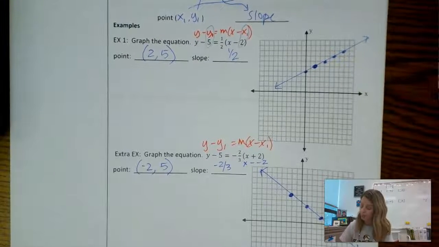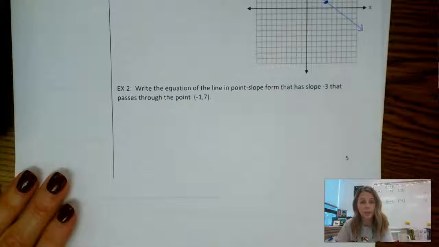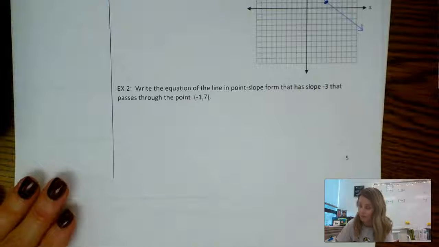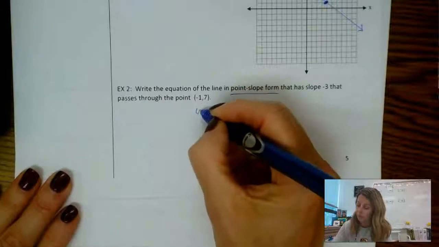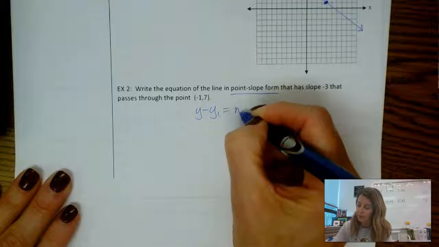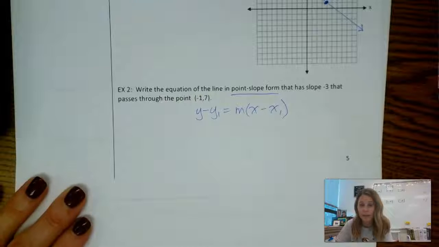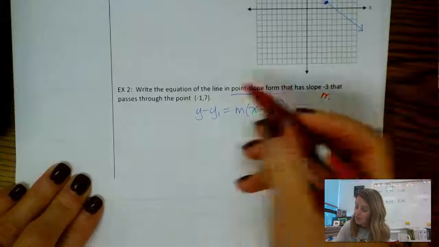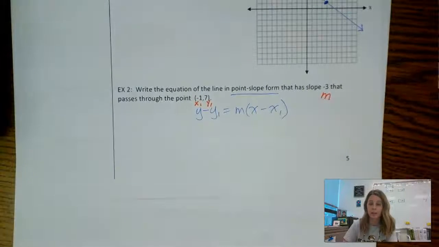Okay, so let's move on. We're going to write an equation at the bottom here. Okay, number 2, write the equation of the line in point slope form that has a slope of -3 that passes through the point -1, 7. So point slope form, I want you to write down the formula. y minus y1 equals m times x minus x1. Okay, and so my slope, of course, there's my m that I'll substitute in. And so I've got my x1, y1 as -1 and 7.